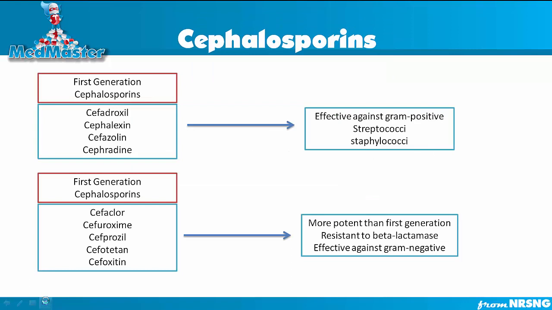Okay, and these are the examples of cephalosporin. First generation cephalosporins were the first ones, really old cephalosporins. For example, cefazolin and cephalexin. Those are the most often used cephalosporins. They're effective against streptococci and staphylococci.